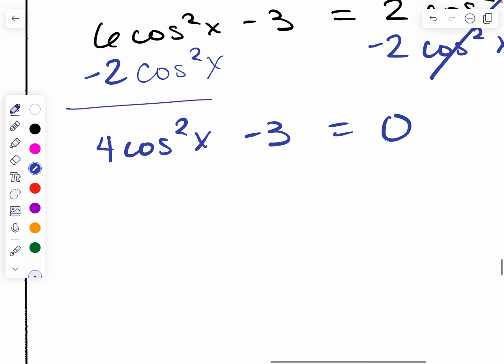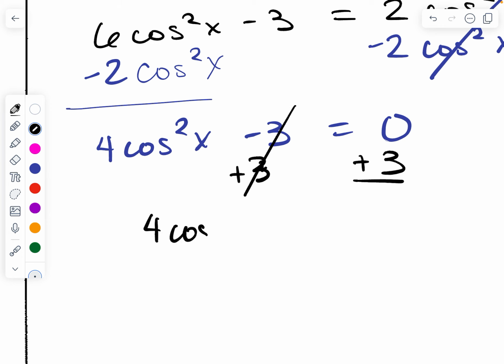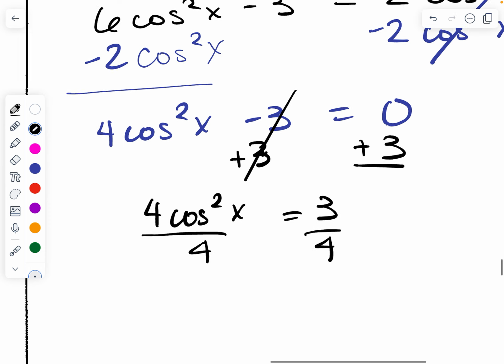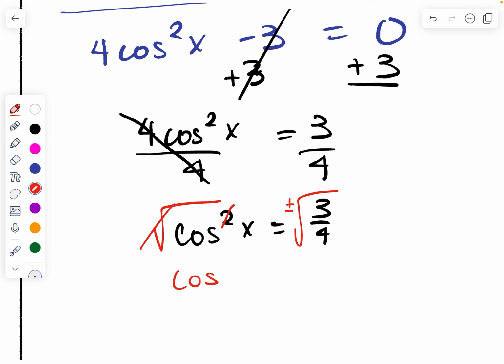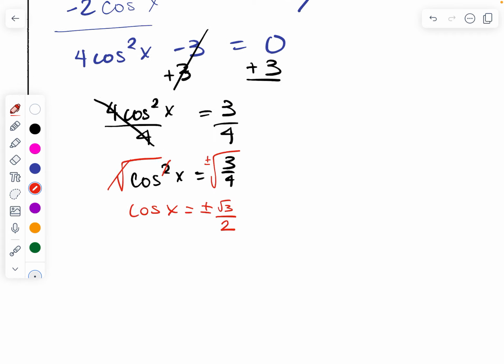I can just solve this directly because I am only dealing with cosine squared. I'm going to add 3 to both sides. And I've got 4 cosine squared x equals 3. Divide both sides by 4. So I'm dealing with cosine squared x equals positive 3 over 4. Now remember, when I take the square root, it's got to be both plus and minus. So I'm left with cosine x equals plus or minus the root of 3 over the root of 4, which is just 2, which is a good thing because this is a value that I recognize.